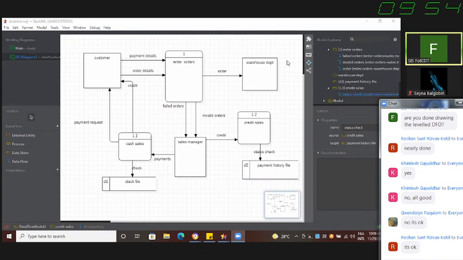So you have customer, first mistake: process 1. It cannot be 1. You're doing a level 1 DFD, so it has to be 1.1, 1.2, 1.3. Okay. Enter orders. Does it call it enter orders? You're referring to the high level process.